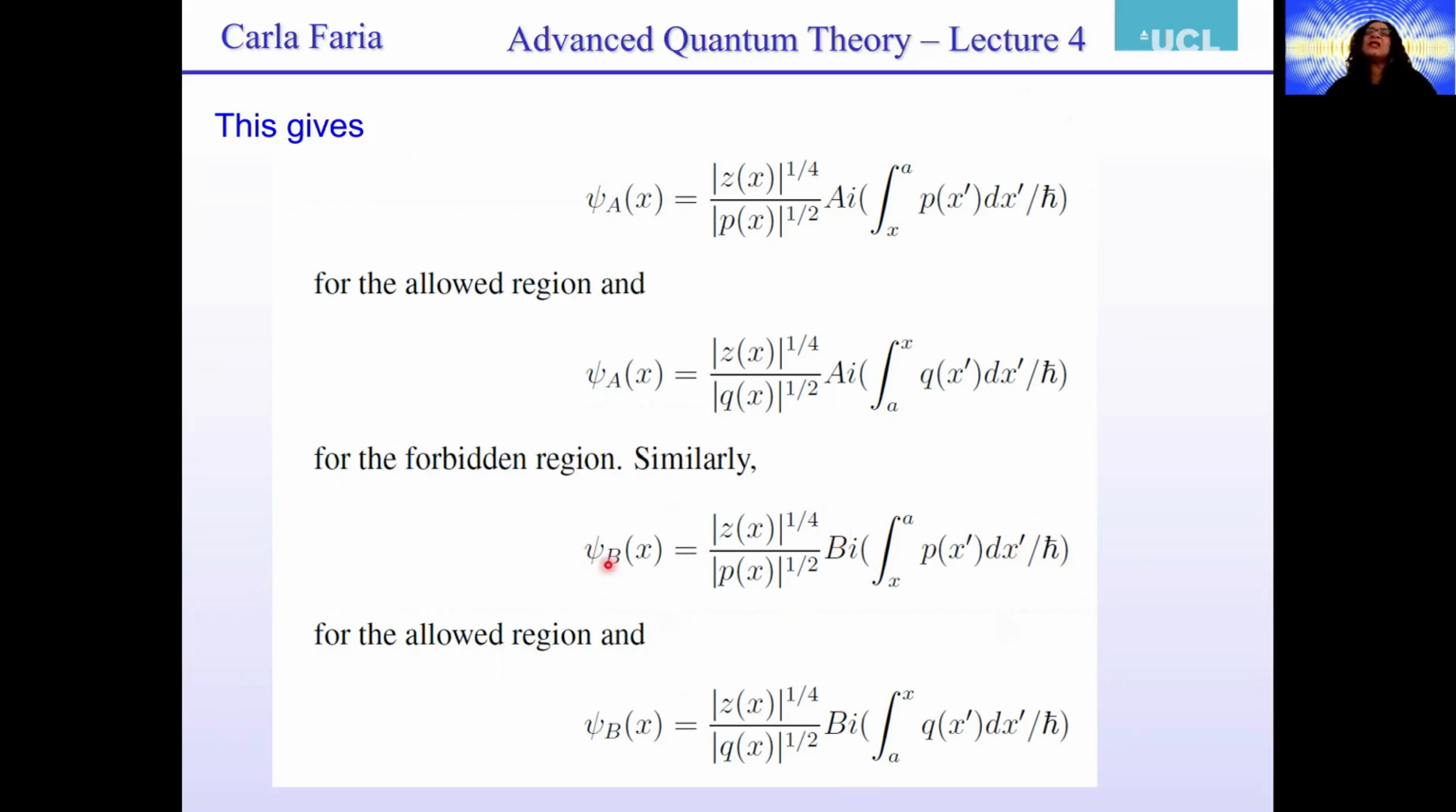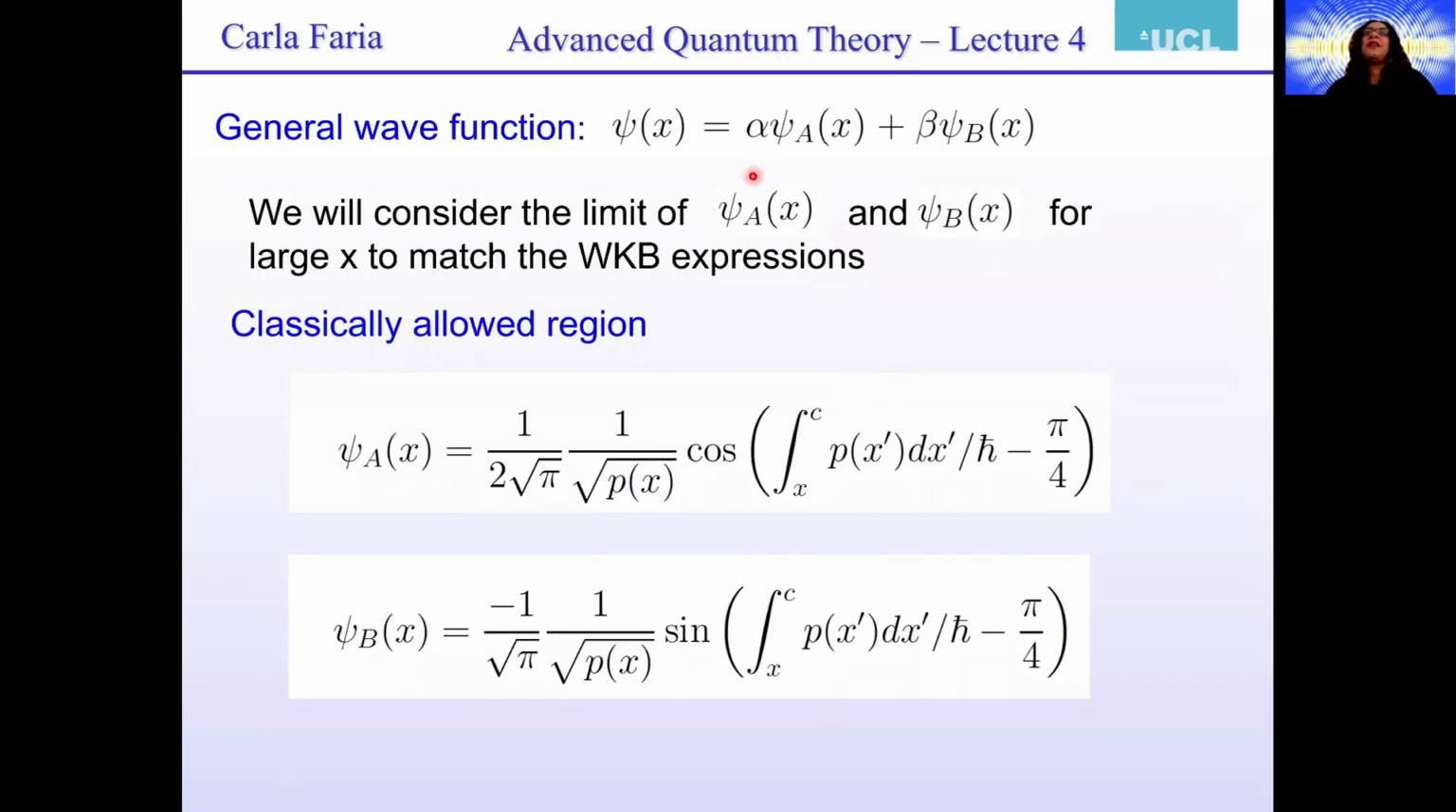Psi B is another solution in terms of BI for the allowed region, and this for the forbidden region. The general wave function would be a linear combination of psi A and psi B, which would then depend on our boundary conditions. What we need to do is consider the limits of psi A(x) and psi B(x) for large x. Take, for instance, x going to plus minus infinity, and these limits have to match the WKB expressions.